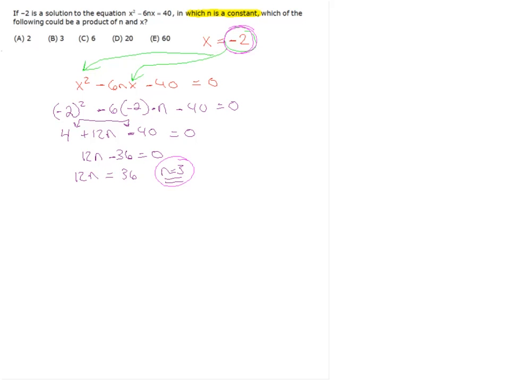Well, it turns out that that is, in fact, a trap, because the math that we've done up to this point is good. And again, this is just what happens on more challenging GMAT questions. So we always want to be careful that we're finishing the question out. And the only way to finish this question out is to plug in our value of n and get a regular quadratic.